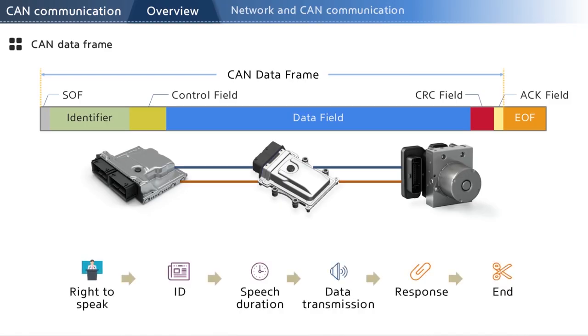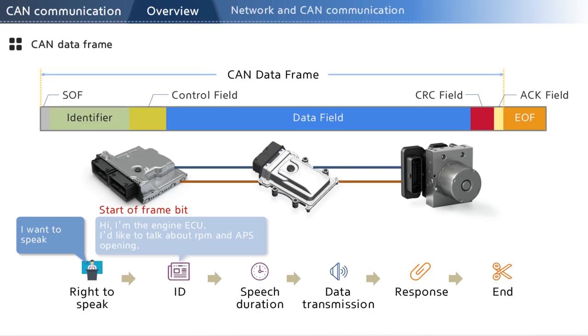To help you understand, let's imagine a meeting. The engine ECU transmits the start of frame bit, which is a request for the right to speak. When permitted, the ECU introduces itself, offering its ID, and transmits the data to the CAN bus. The data includes the RPM and APS opening. It continues to transmit the data for a set period.